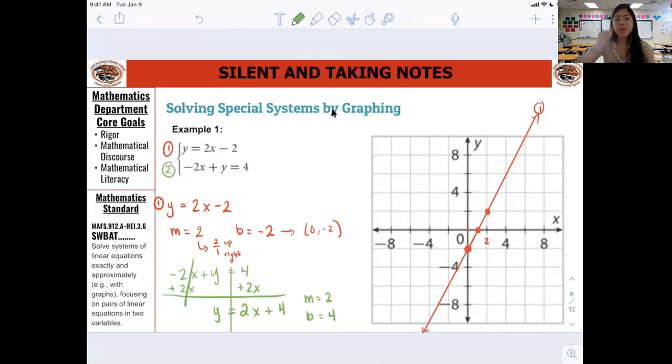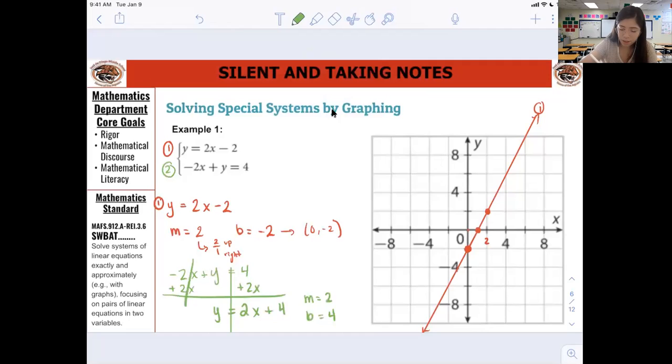And before I graph this, let's predict. Do you think this is going to be no solution or infinite solutions? No solution. I see some people are saying infinite solutions in the chat. So let's find out. Remember, no solution means that they're never going to touch. Infinite solutions means that they're always touching. So let's take a look.